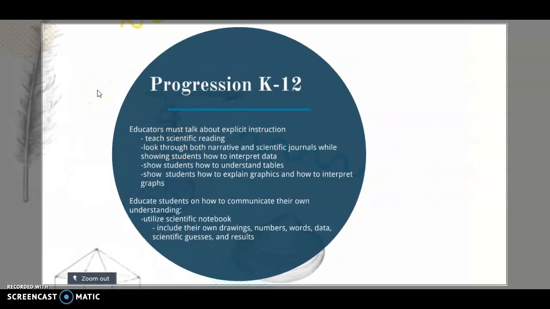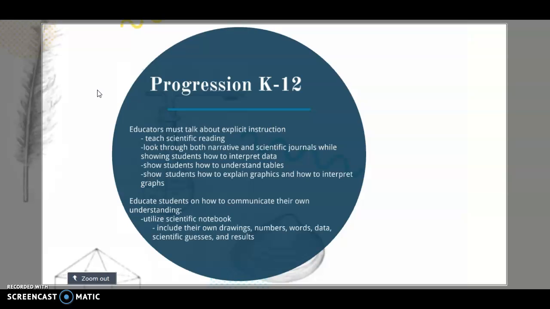Our progression through K through 12 is that educators must use explicit instruction. We need to teach scientific reading, including the scientific jargon. We need them to be able to look through both narrative and scientific journals while we show students how to interpret the data they're finding. We also need to show students how to understand tables, explain graphics, and interpret graphs in their scientific notebook to friends and peers.